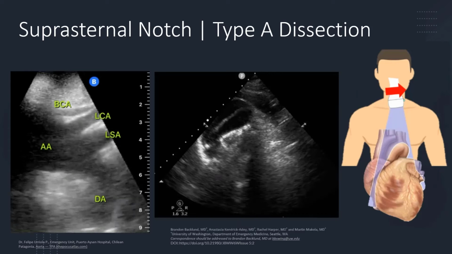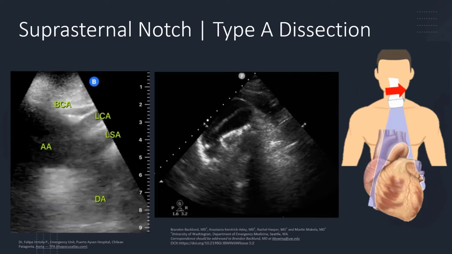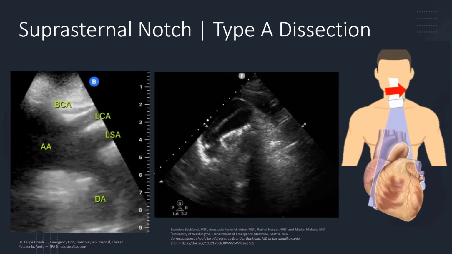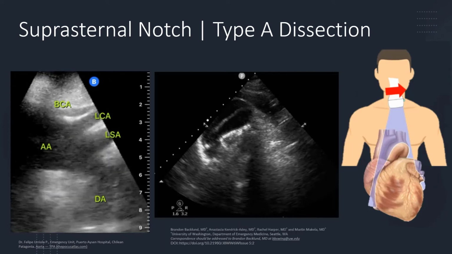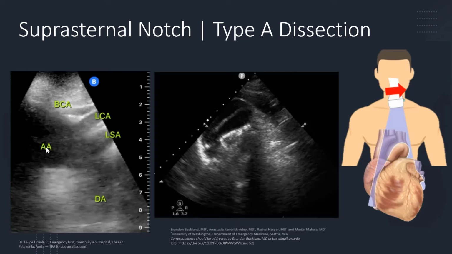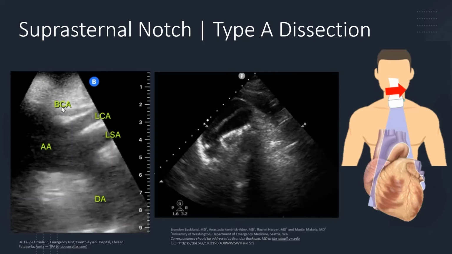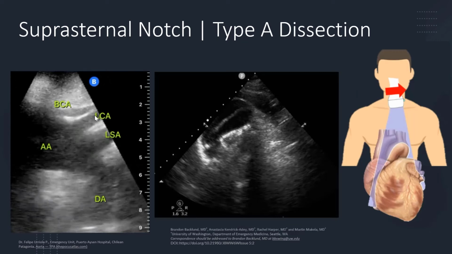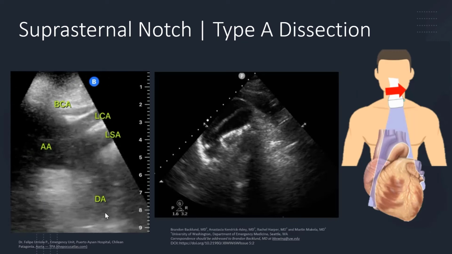You can actually find type A dissections. This is a little bit trickier and something I felt like I didn't learn about until fellowship, but you can take the cardiac probe, have the indicator facing towards the patient's left, just above their suprasternal notch, and fan down. And what you'll see in a normal view is what we have here on the left. So you'll see the ascending aorta, and then the brachiocephalic artery, the left carotid artery, the left subclavian, and then it dips down into the descending aorta.